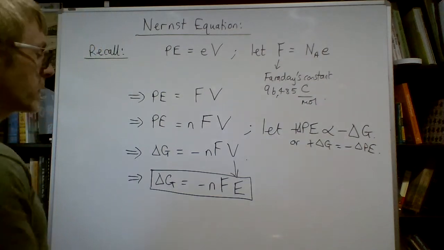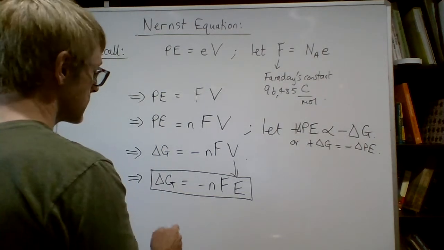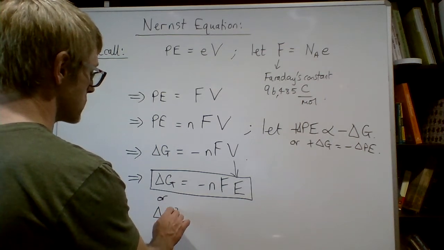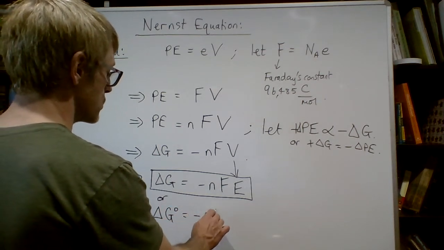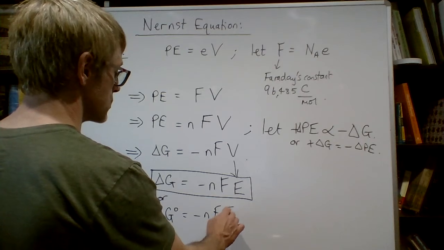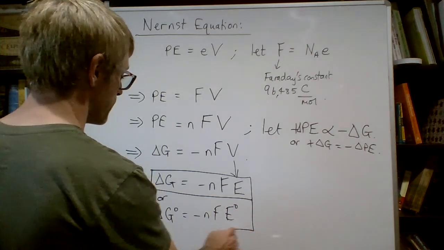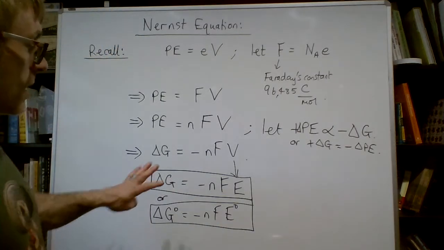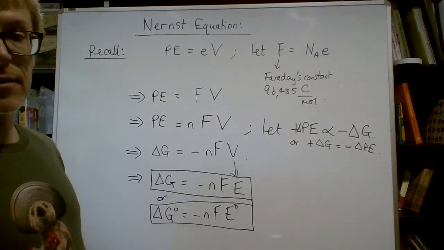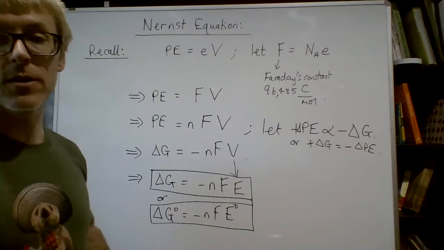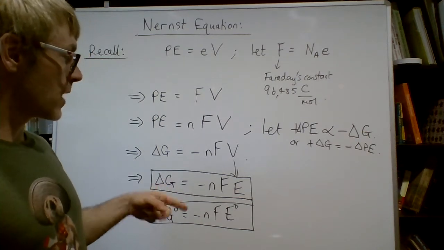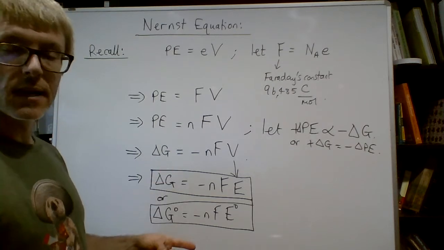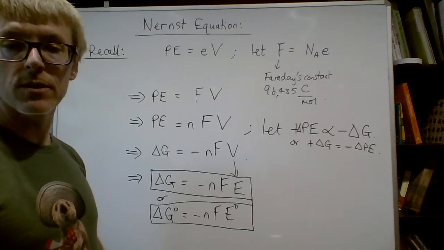We can have delta G under non-standard conditions, or we could definitely have delta G under standard conditions, in which case we would just add the standard conditions to the voltage. Okay, so we're going to use this equation in a second in our drive towards the Nernst equation. So I'll clear the board, we'll rephrase this equation and a second equation, and then we'll go ahead and produce the Nernst equation.